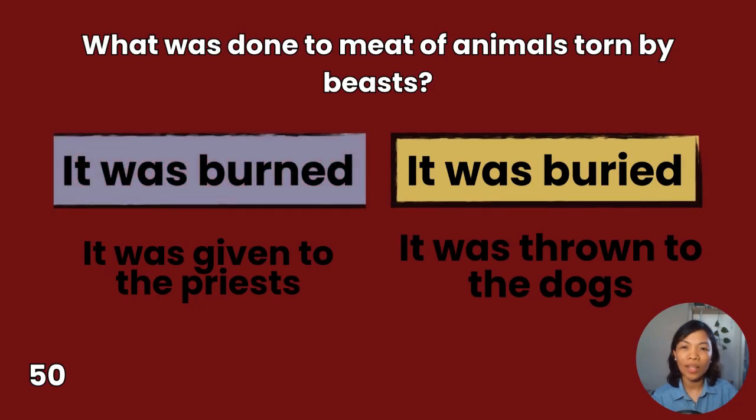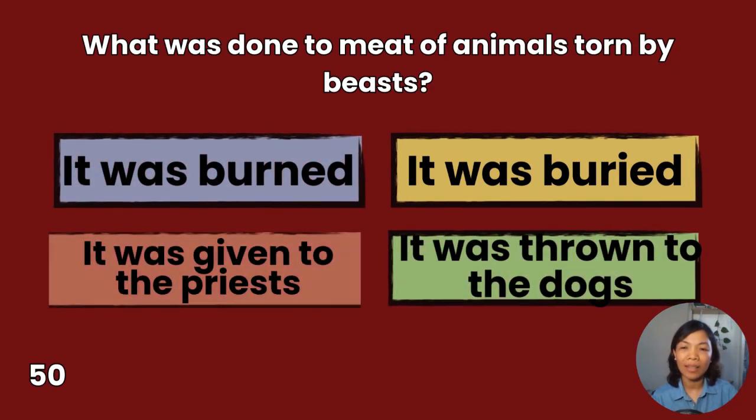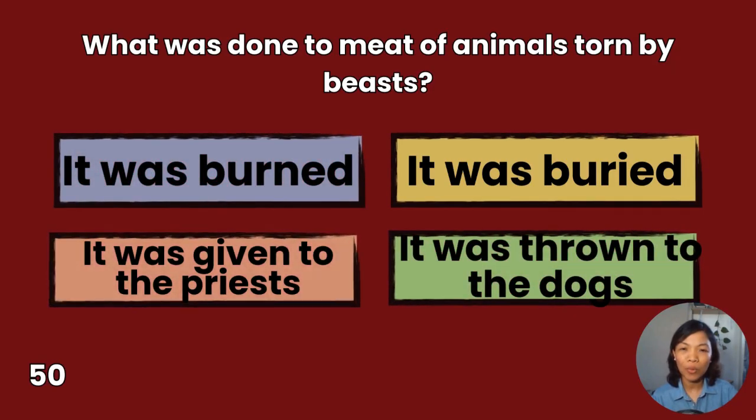50. What was done to meat of animals torn by beasts? It was burned. It was given to the priests. It was buried. It was thrown to the dogs. You have 10 seconds to answer.